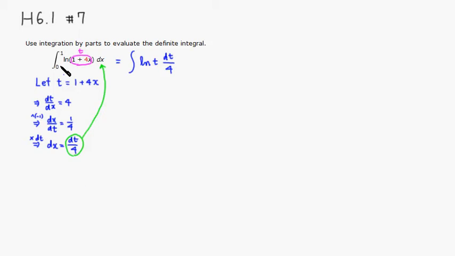Then we have to convert the lower limit and upper limit. So x goes from 0 to 1. The corresponding t value, plugging in 0, would be 1. Plugging in 1, so 1 plus 4, it's 5. So it's going to go from 1 to 5. Then we can clean up a little more. 1/4 is just a constant, so put it in front. Then you have an integral from 1 to 5 of natural log of t dt.